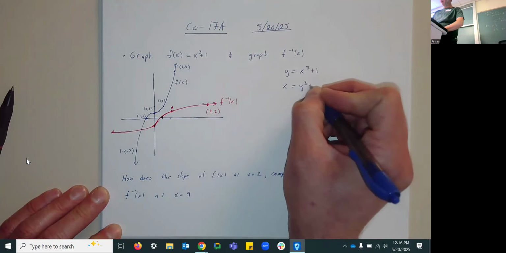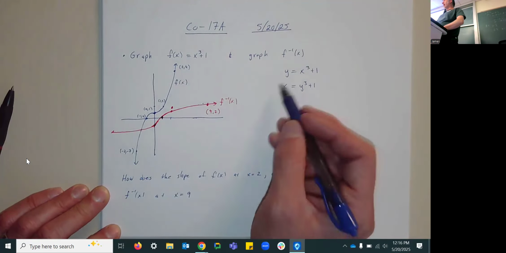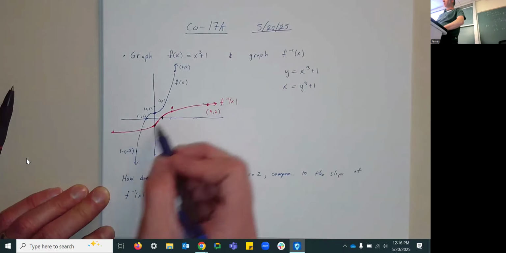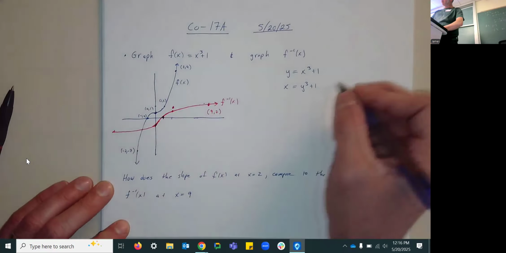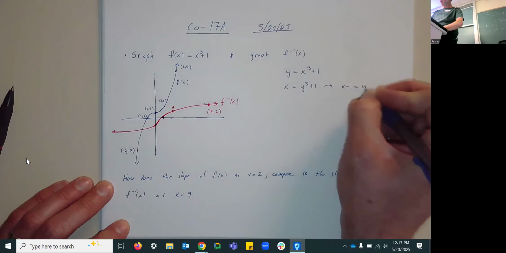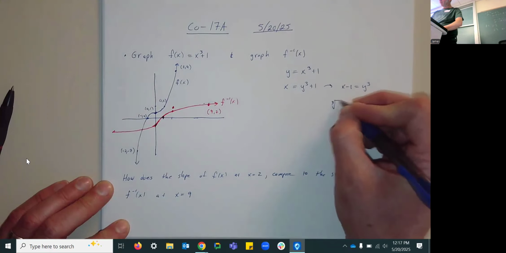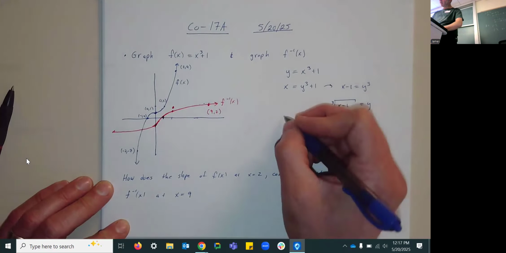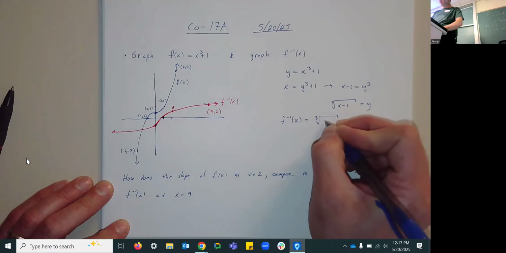By the way, if I stopped right there, although it's not the function, this is the thing I graphed. If you plug x equal to y cubed plus 1 into Desmos, it'll give you exactly this red graph because you've got the right relationship at this point. But we're going to solve for y. So we're going to subtract 1 from both sides. x minus 1 equals y cubed. And then take the cube root of both sides. So we're going to get the cube root of x minus 1 equal to y. Or if you prefer, f inverse of x equal to the cube root of x minus 1.